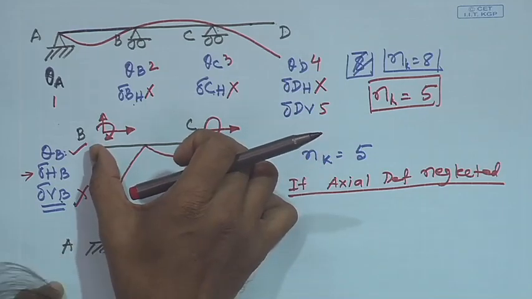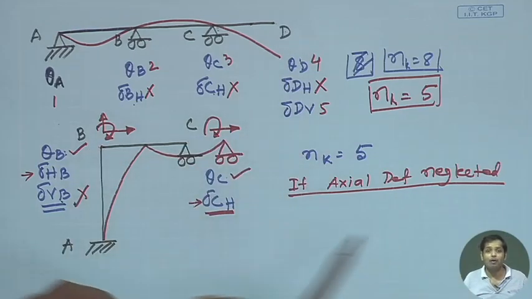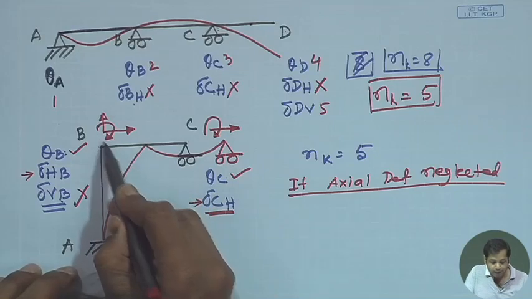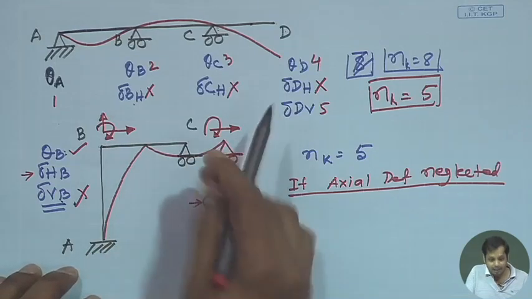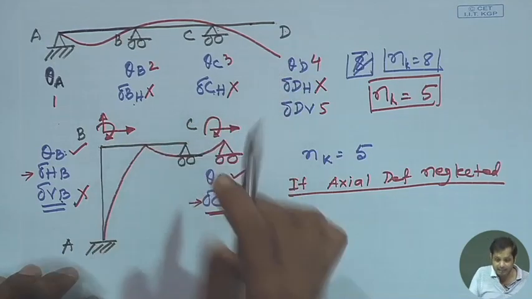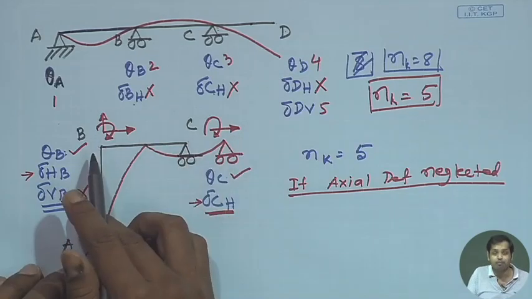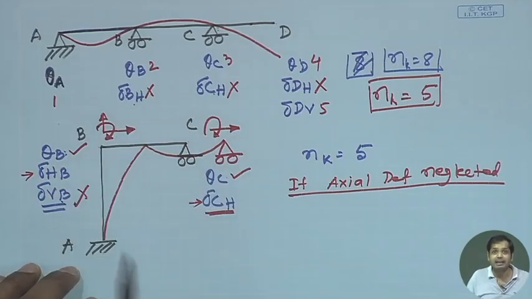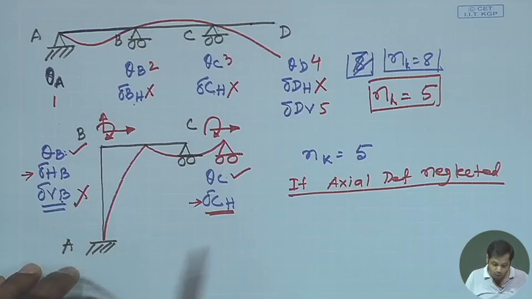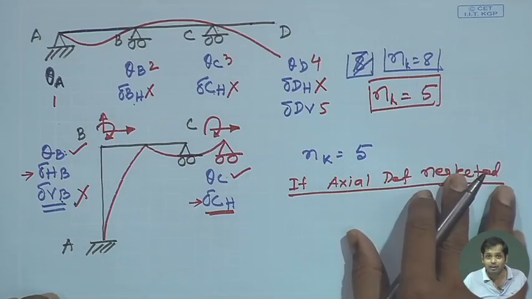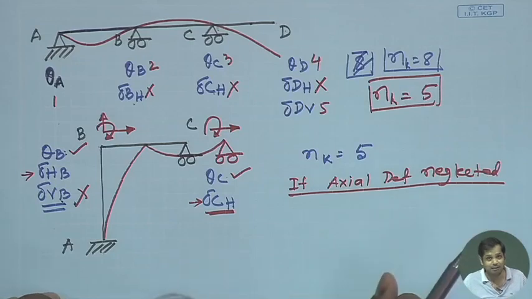Then the length BC either increases or decreases. If point B moves more than point C, then the length of BC decreases, and if point C moves more than point B, the length of BC increases, isn't it? But increase or decrease in length is not allowed here, because we are neglecting the axial deformation.